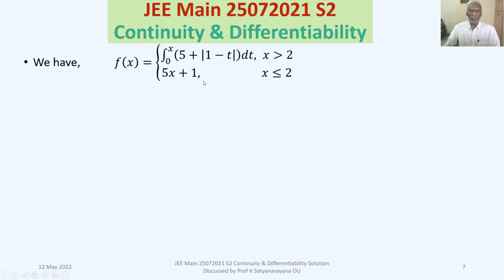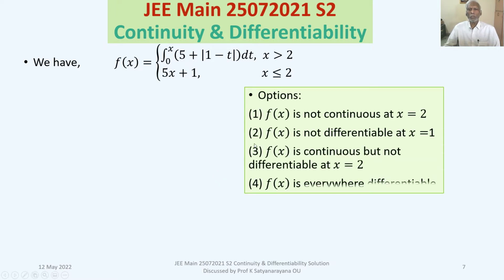We have the given function, and let's look at our options. Option 2 says f of x is not differentiable at x equal to 1. Let us see the differentiability of the function f(x) at x equal to 1. So x equal to 1 will lie in the part where f of x is equal to 5x plus 1 when x is less than or equal to 2. Note that f of x is equal to 5x plus 1 for all x belonging to the interval minus infinity to 2, closed.